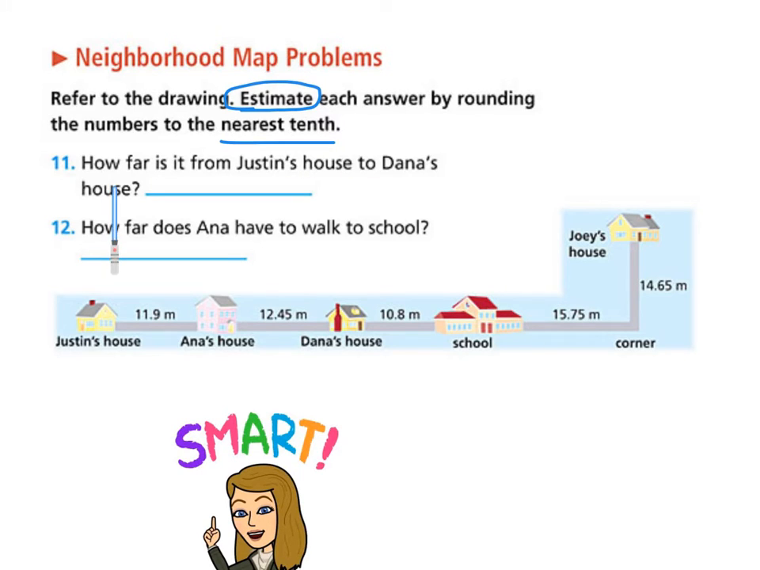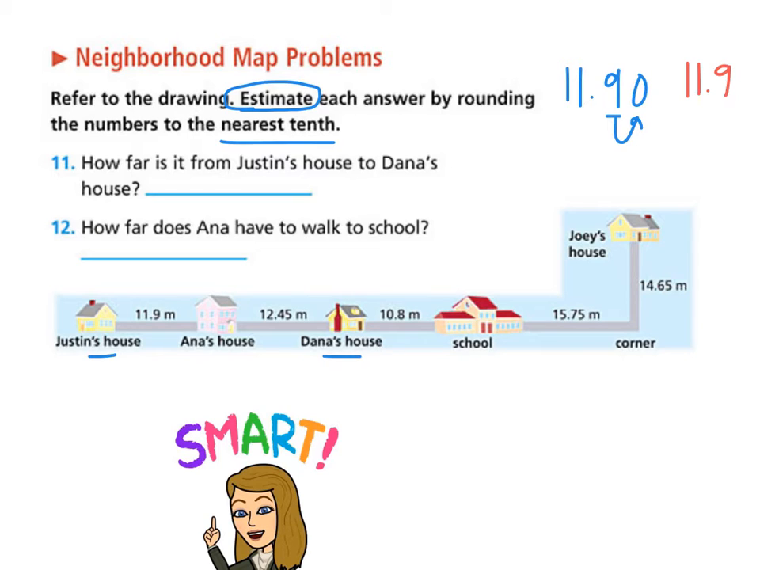Okay, so the first question says, how far is it from Justin's house to Dana's house? All right, so Justin's house is located here, and Dana's house is here. So I'm going to have to add these distances in between. So 11 9/10 plus 12 45/100. That would be the distance from Justin's to Dana. So first I'm going to write out 11 9/10, which would not round at all because there's nothing in the hundredths place to change it. So that actually stays the same as 11 9/10.